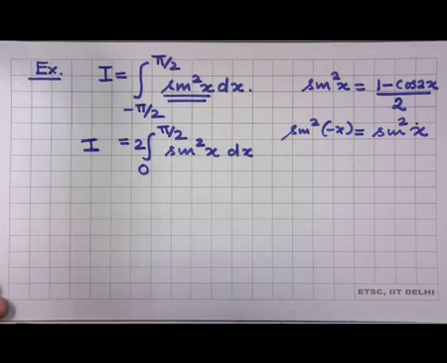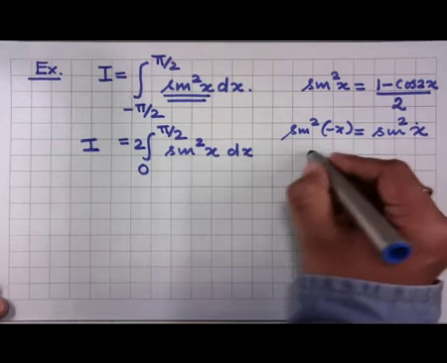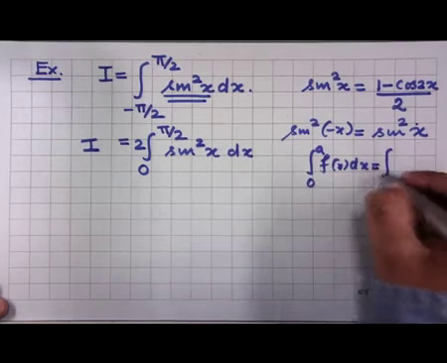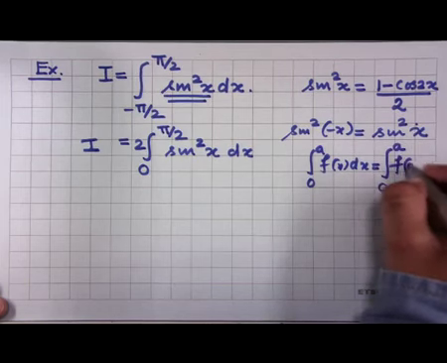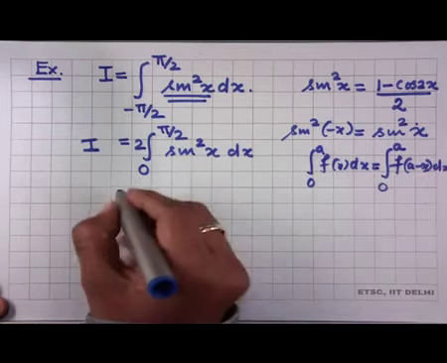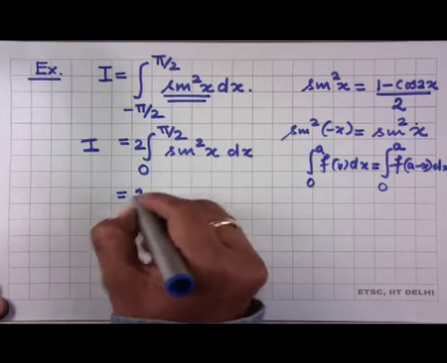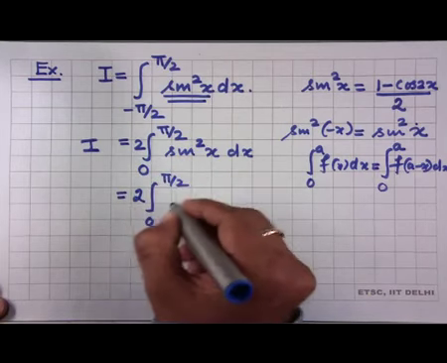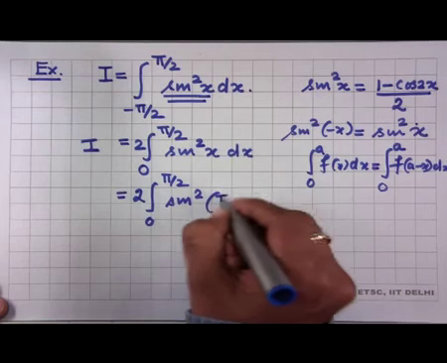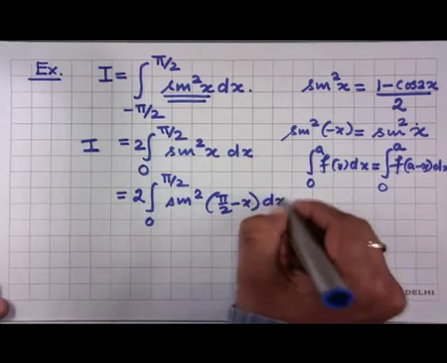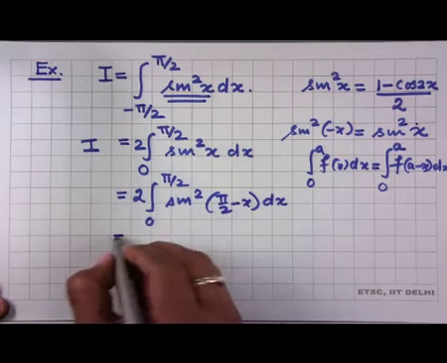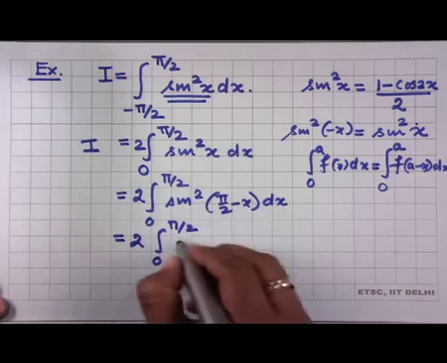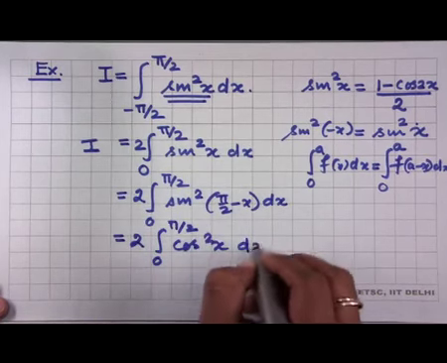Now, let us use another property which says that 0 to a f(x) dx is the same as 0 to a f(a minus x) dx. So, you can write this as 0 to pi by 2 sin square of (pi by 2 minus x) dx. This will give you twice of 0 to pi by 2, and sin of (pi by 2 minus x) is cos x. So, you get cos square x dx.